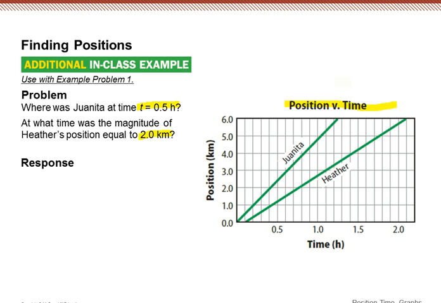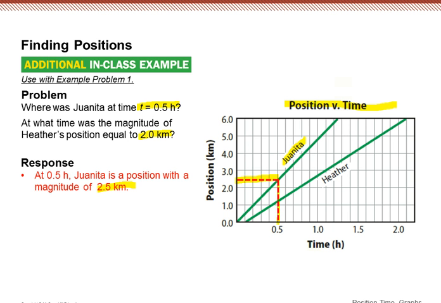So we can actually answer both of these questions very similarly. The first one deals with Juanita. So we're going to look at this green line here corresponding with Juanita, and we look at 1/2 on the time axis, go up vertically and see where that intersects with the green line, and then go across horizontally and see that that's about 2.5 kilometers. So that's halfway between 2 and 3, so we'll say that's 2.5 kilometers. So to answer the question, where was Juanita at t equals 1/2? She was at 2.5 kilometers.